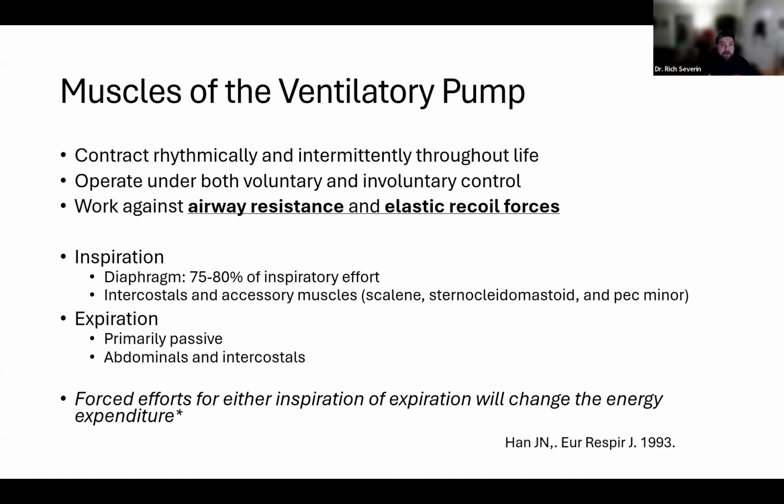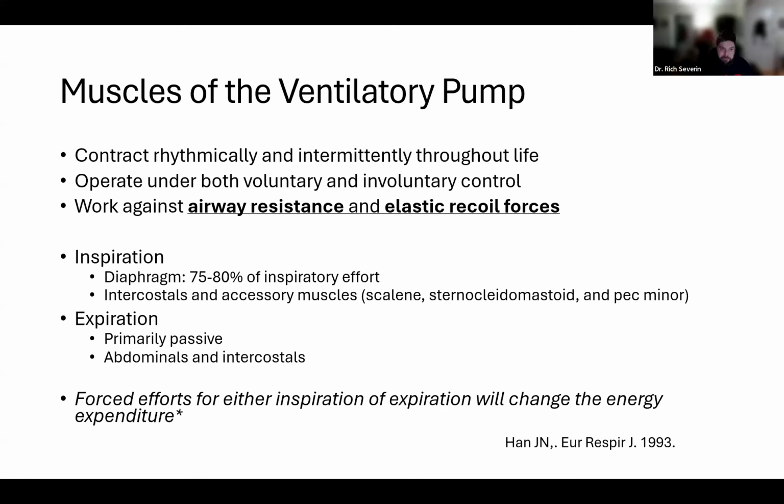So you can take deeper breaths if you want to, right? Voluntarily. You can take smaller breaths. And then they obviously have that baseline running of involuntary control. We don't have to think about it, fortunately, but we can have a lot of flexibility in meeting demands.